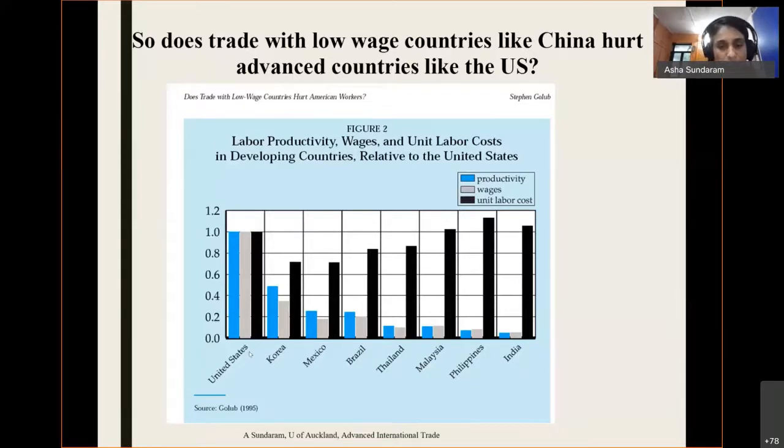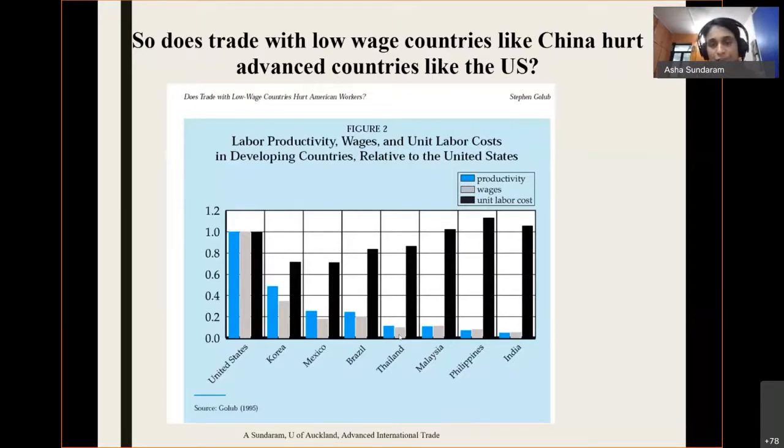Well, the US would think, oh wow, Korea, say India, Philippines, Malaysia have very, very low productivity. I have very high productivity. Similarly, if you look at just wages, and this happened in the US, right? There was a lot of anxiety in the US because the US was trading over time in the 90s more and more with countries that have very low wages, right? Think Philippines, Thailand, Malaysia, India. So countries to the right. Very low wages, which is given by this gray bar.